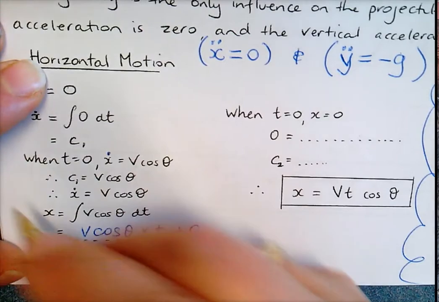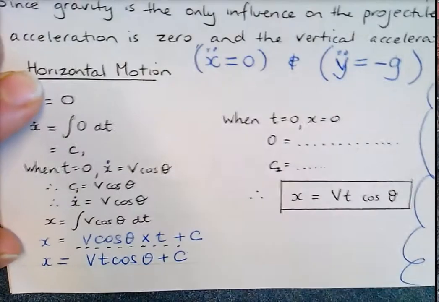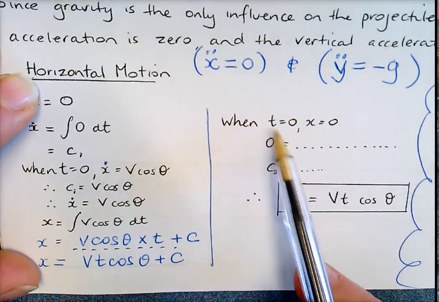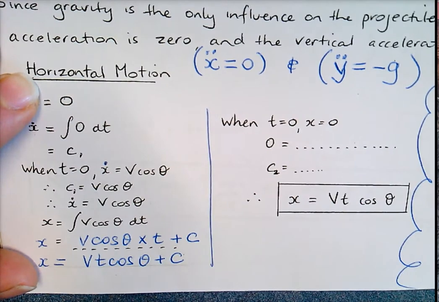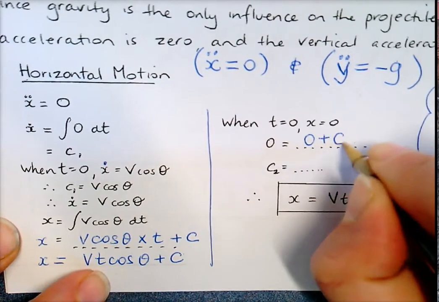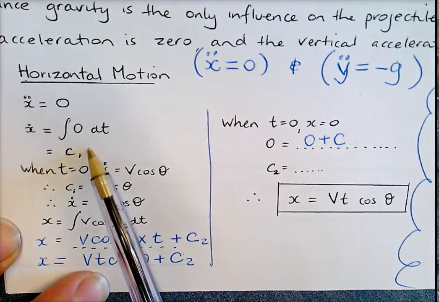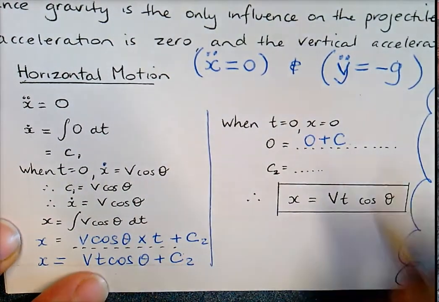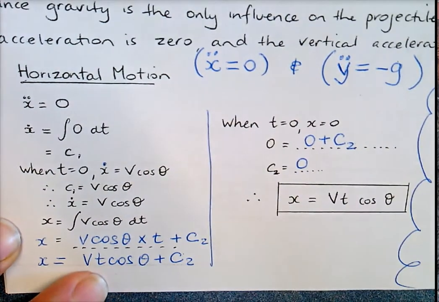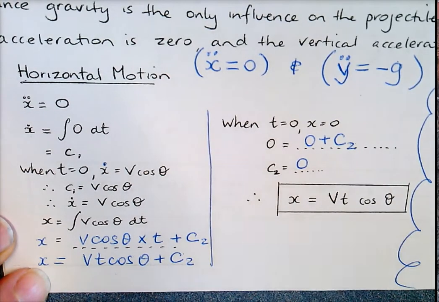Do we know anything initially when t is 0, where is the particle? When time is 0, x is 0 because the particle is in the corner. So substitute over here. When t is 0, x is 0 because the particle started in the corner. So therefore, 0 equals 0 plus c. Actually, we want c2 here, the second constant, because that was constant 1. We've now got constant 2, so we'll call it c2. Therefore, the constant is 0, because you put 0 and 0. So therefore, x is vt cos theta.